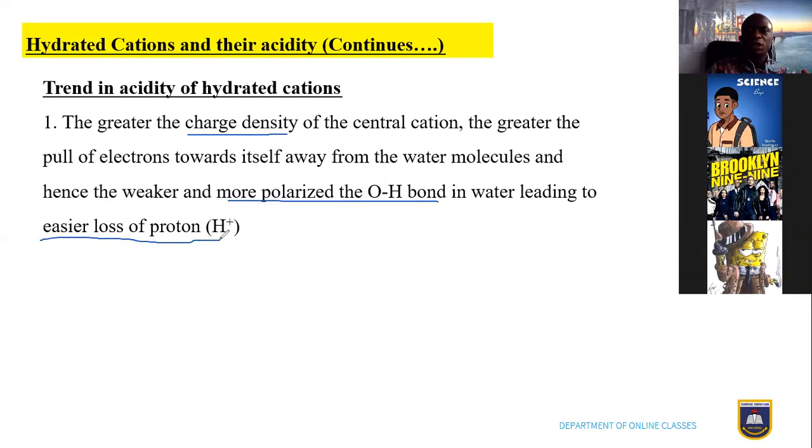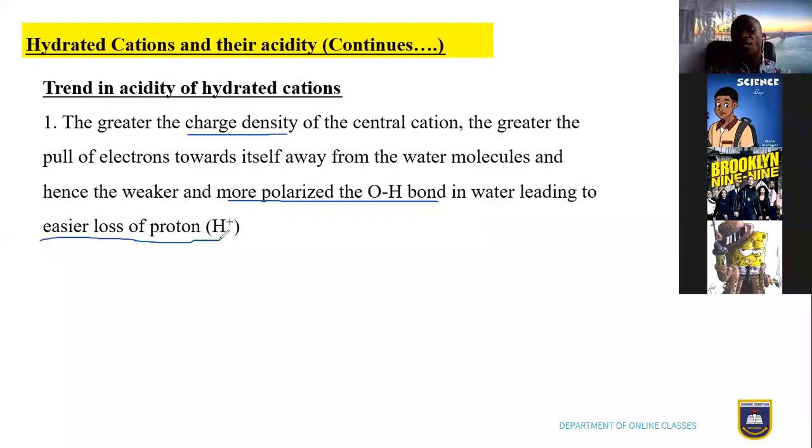So if you have two acids, A and B, and A is able to release H plus, that's a proton, easily, quickly, or easier than B, then A is a stronger acid than B. That's how we measure strength of acids. It's about the ease with which H plus is released in solution. The easier you release H plus, the more acidic you are, or the stronger you are in terms of acid strength.